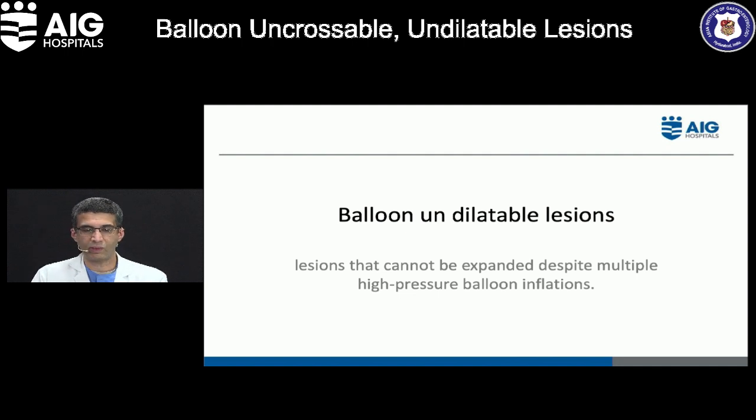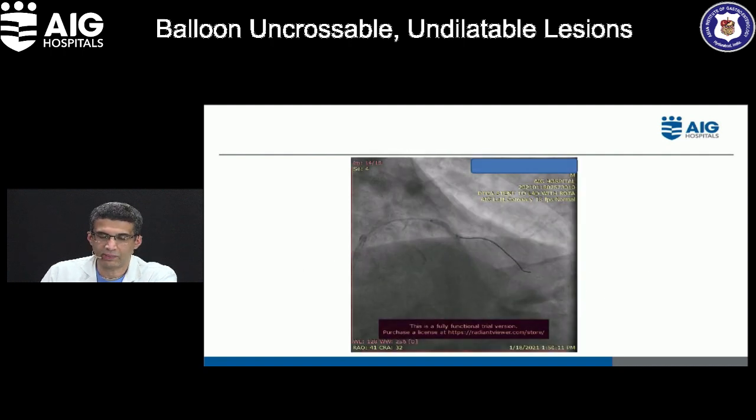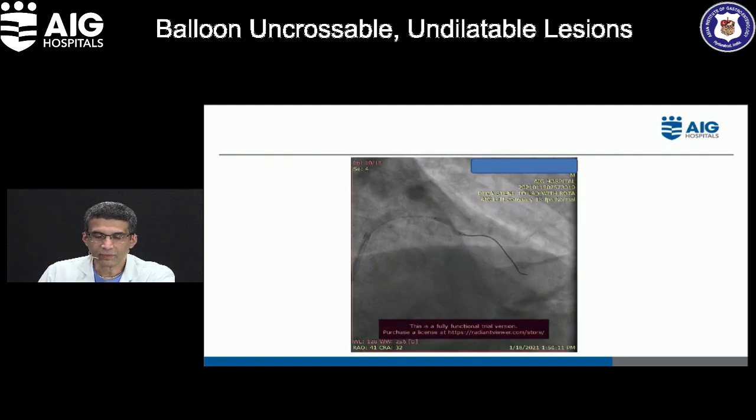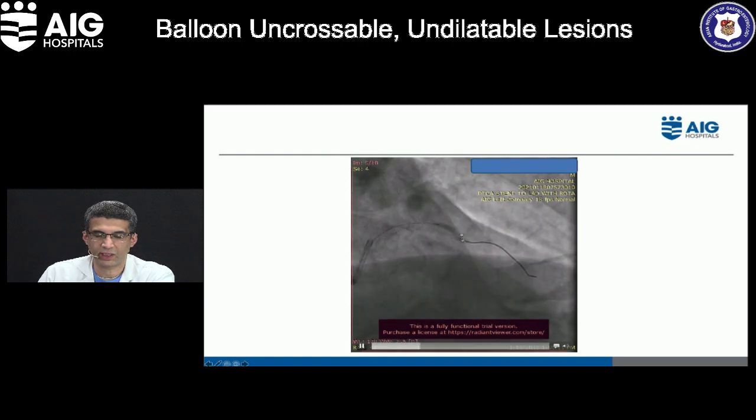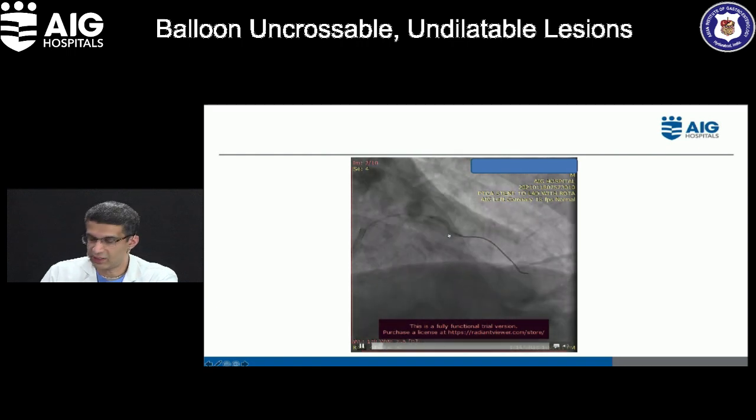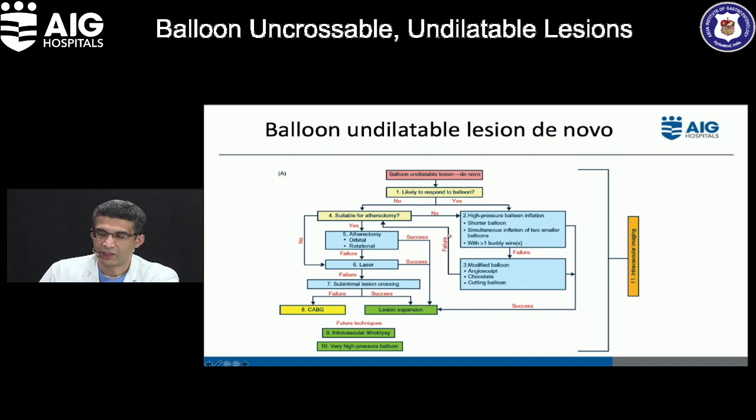Finally, let's talk about the balloon undilatable lesion. So we just spoke about a balloon uncrossable lesion. About balloon undilatable lesion, this is typically how it appears. So you can see the dog boning with a central lesion which doesn't open up. So how do we go about the whole aspect?